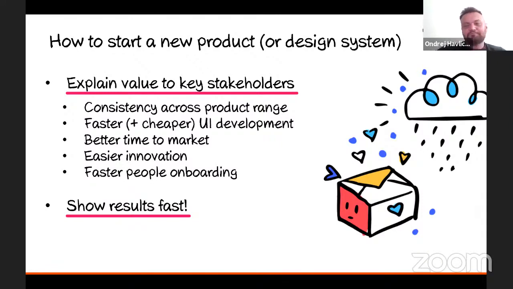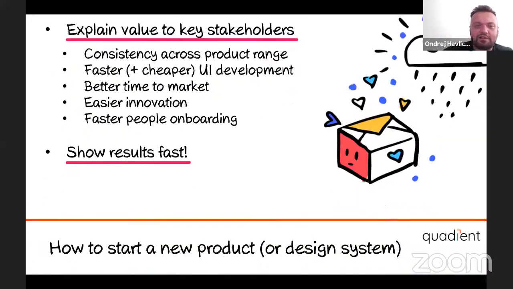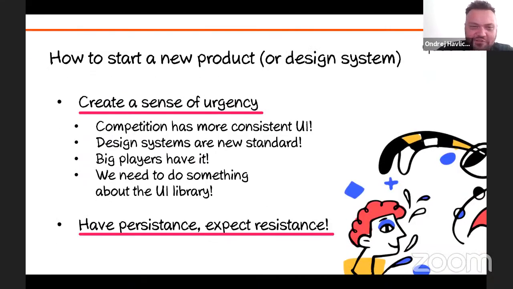What is also important is to show results fast. So we just started with things that we, as the design team, were the drivers of and had under control. So we started with the documentation, and so we started showing that something's going on. So what next? What is important?